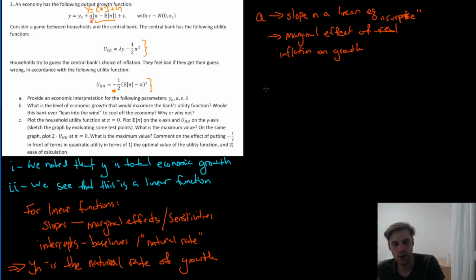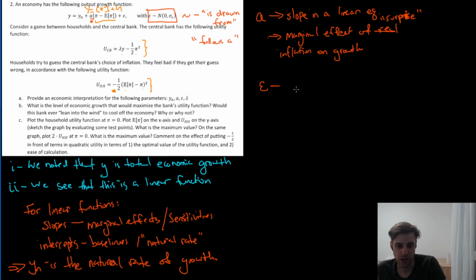Great. Next we have epsilon. What is epsilon? We have this statement here, and we need to know how to read it. The funny squiggle means is drawn from, or follows. So epsilon is drawn from a normal distribution with mean 0 and standard deviation sigma epsilon, or epsilon follows a normal distribution with mean 0 and standard deviation sigma epsilon. Epsilon is a random variable.